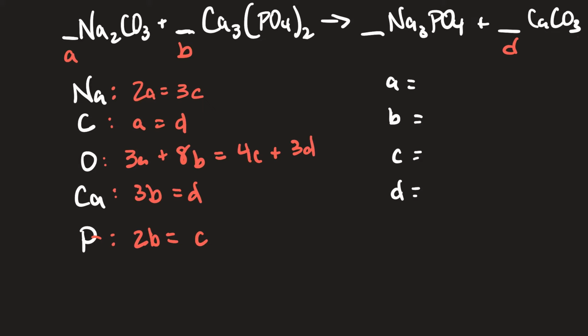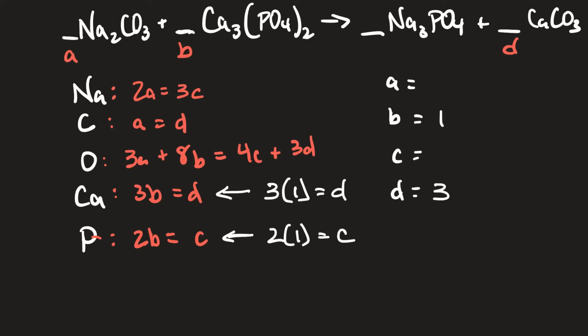The reason is, if I make B 1 here, then D is simply going to be 3, and it's the same thing here. If I make B 1, then C will simply be 2, okay? Let me show exactly what I'm talking about. If B is 1, substitute the 1 for B. So 3 times 1 equals D, right? So now we know D is 3. We do the same thing here. 2 times 1 is equal to C. So that means C is 2.